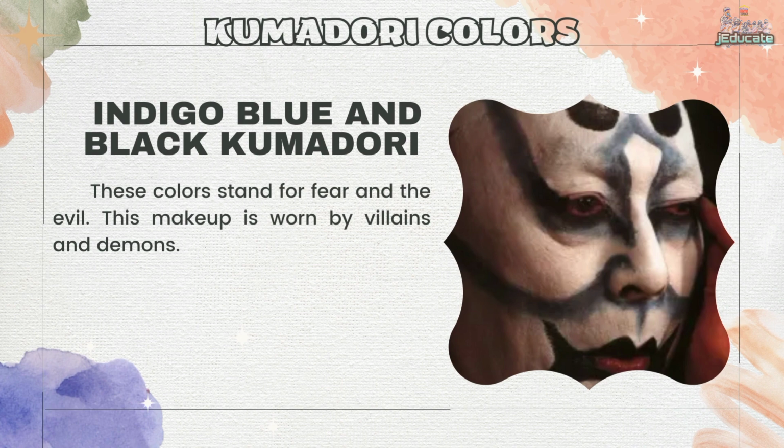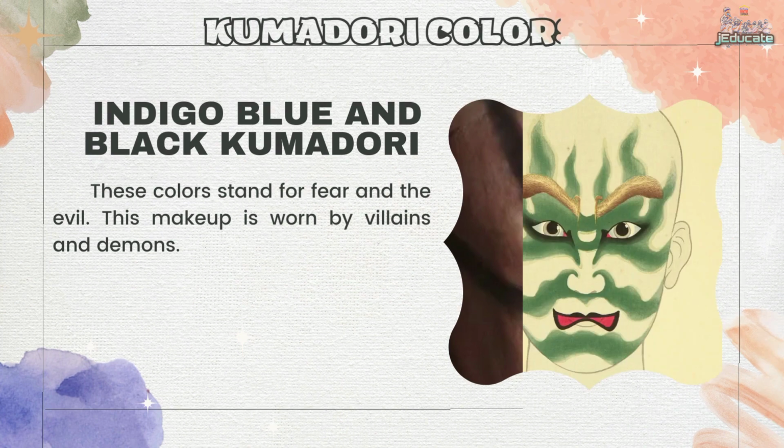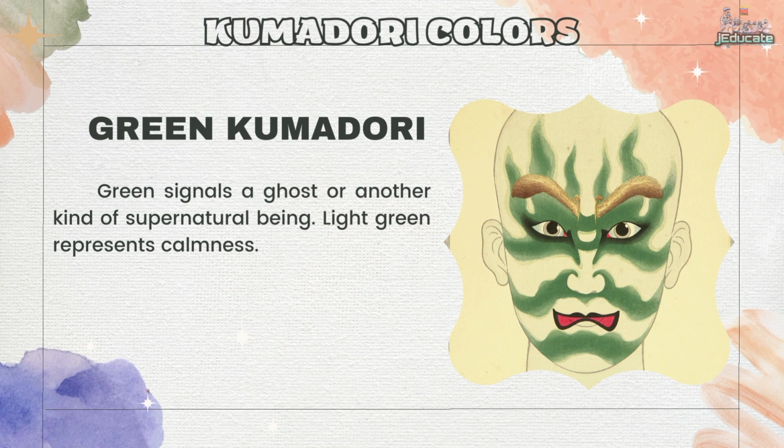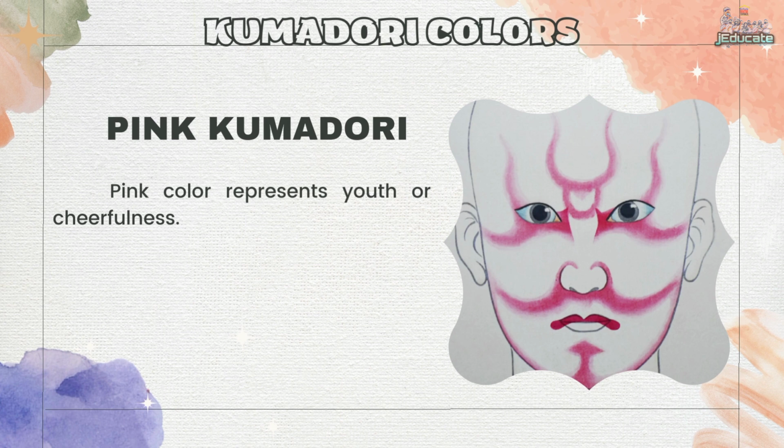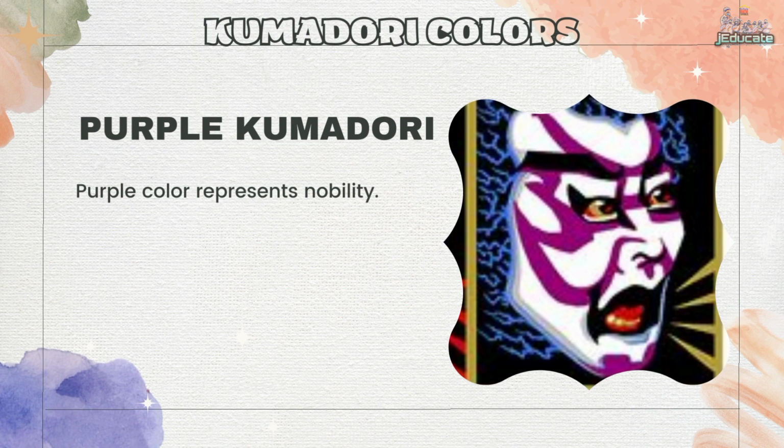Indigo blue and black KUMADORI. These colors stand for fear and the evil. This makeup is worn by villains and demons. Green KUMADORI. Green signals a ghost or another kind of supernatural being. Light green represents calmness. Pink KUMADORI. Pink color represents youth or cheerfulness. Purple KUMADORI. Purple color represents nobility.